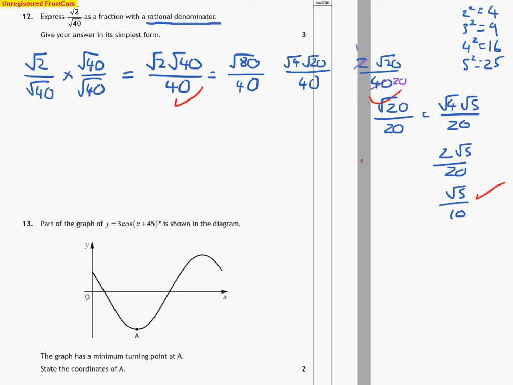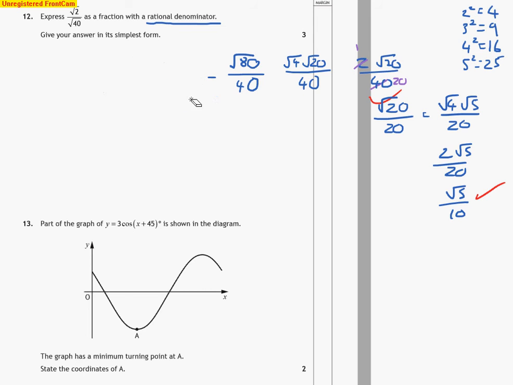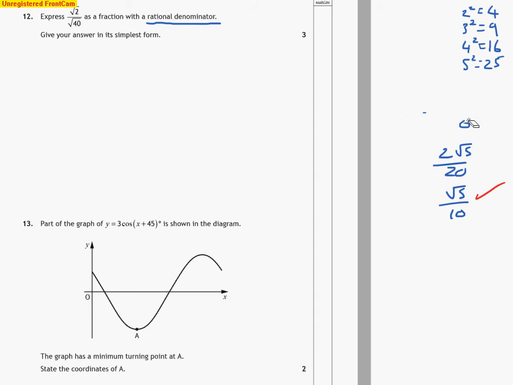The other way of doing it, you could start to break up the bottom. Instead of multiplying through here to get rid of this, you could just start to break up the root 40. So what if we said, let's just keep the root 2 where it is, and instead of root 40, why don't we call that root 2 times root 20? Then they cancel out.